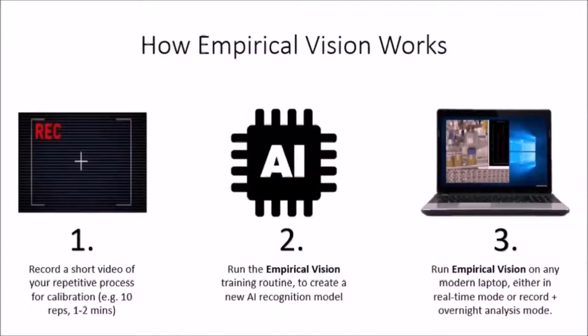In particular, what you're going to do is record a short video of your repetitive process for calibration purposes. So this can be 10 repetitions of the task happening, about 1 to 2 minutes, depending on the task length. You're then going to load that video into EmpiricalVision and create an AI model. It's just clicking a button, very simple. We're going to show you that soon.